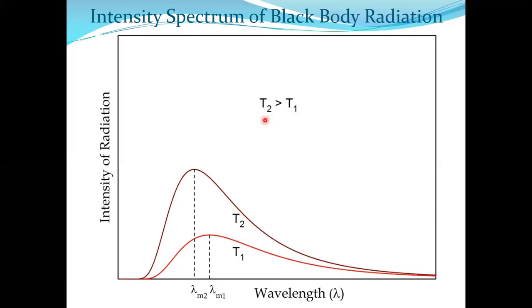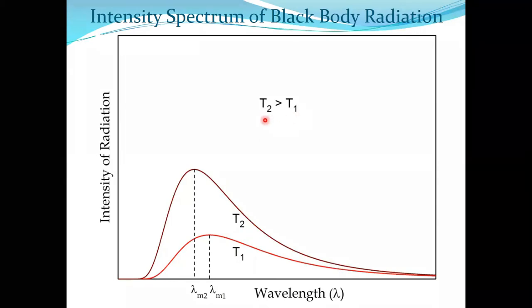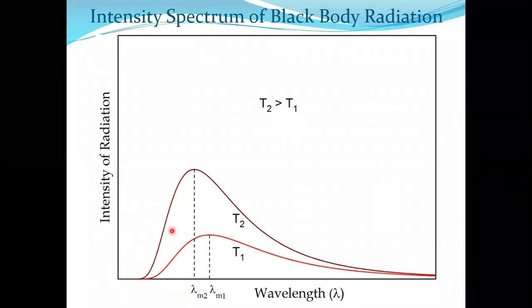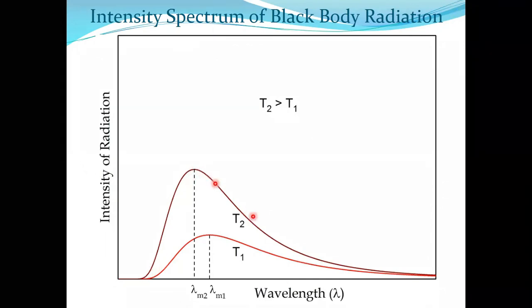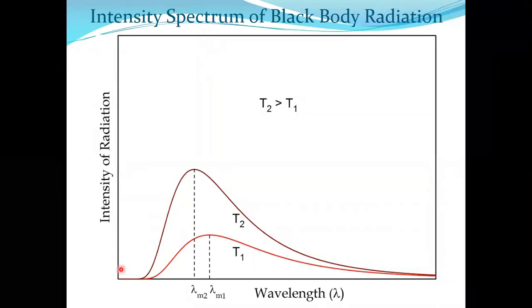Say T2 is 2000 Kelvin. Initially our temperature was say 1000 Kelvin. Now we have increased it to 2000 Kelvin. So at that temperature, you observe the pattern, or better to say the characteristics, are similar. Again, the intensity is not uniformly distributed for all wavelengths. Intensity increases with increasing wavelength, attains the maximum, then decreases with increasing wavelength. So the basic characteristics are the same, but one thing is changed.